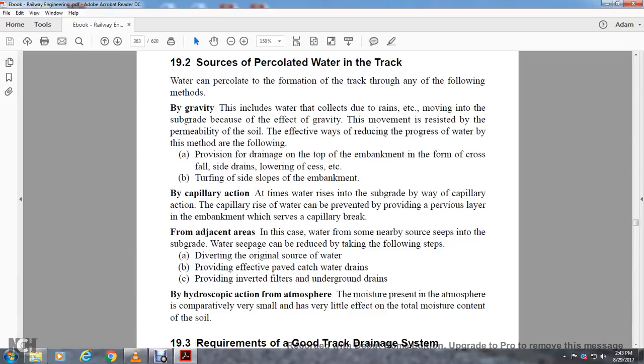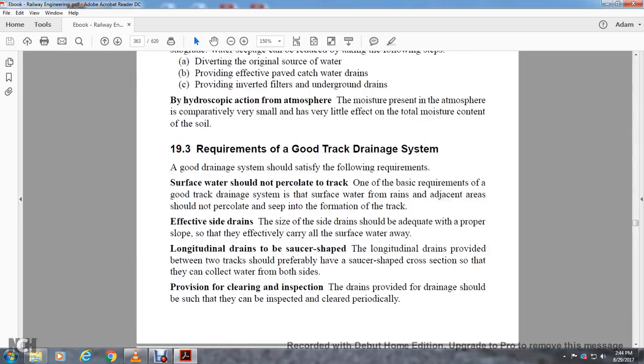By capillary action. At the time the water rises to the subgrade by capillary action, the capillary rise can be stopped by providing a pervious layer in the embankment, which serves as a capillary break. From adjacent areas. In case the water is somewhere nearby, a source of seepage to the subgrade, the seepage can be reduced by taking the following steps: diverting the original source of the water, providing effective paved catch water drains, and providing inverted filters on underground drains. By hygroscopic action. The moisture present in the atmosphere is comparatively very small, so it adds very little effective soil moisture content in the soil.